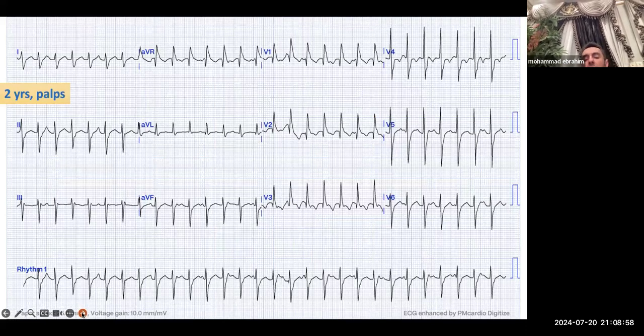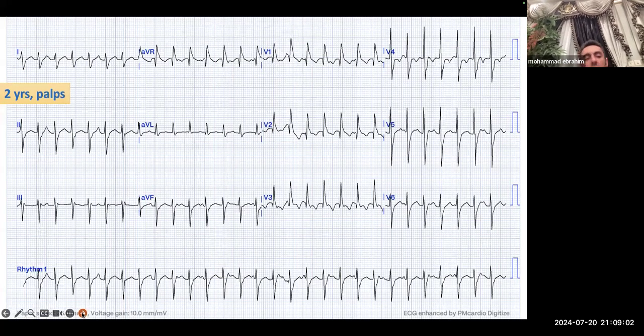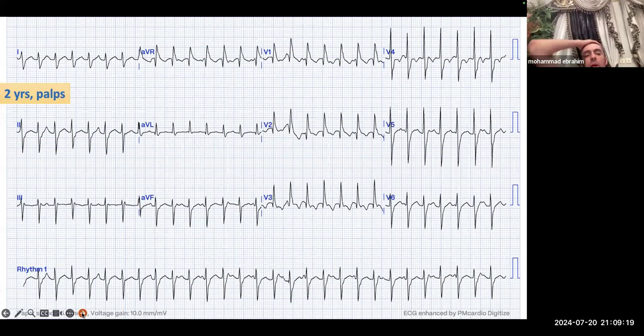Okay. So now we're still on tachycardia, but a different type of tachycardia. That's a 2-year-old patient with palpitations. So now we're going to get to more advanced ECGs. I'll try to simplify things, but it's a little bit more cardiology or senior pediatric level, okay? A 2-year-old with palpitations.